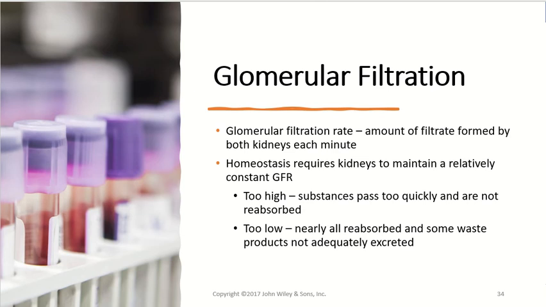So our glomerular filtration rate is going to be the amount of filtrate that's formed by both kidneys each minute. Homeostasis is going to require the kidneys to maintain a relatively constant glomerular filtration rate. If this rate is too high, then substances are going to pass too quickly and are not going to be reabsorbed. If this rate is too low, alternatively, then nearly all of these substances are going to be reabsorbed, and some waste products are not going to be adequately excreted.